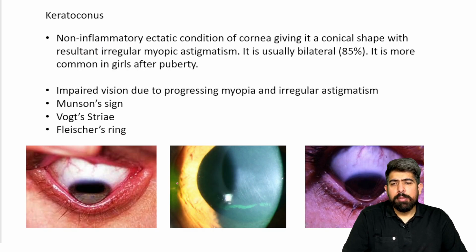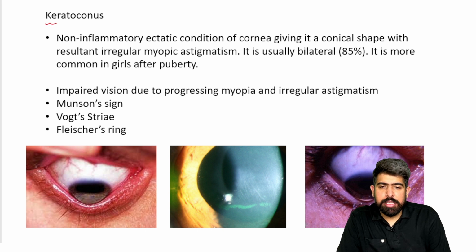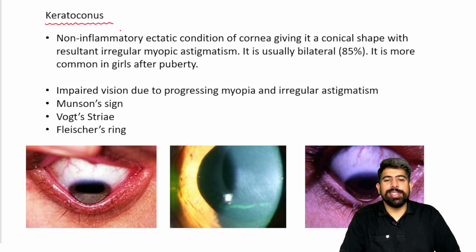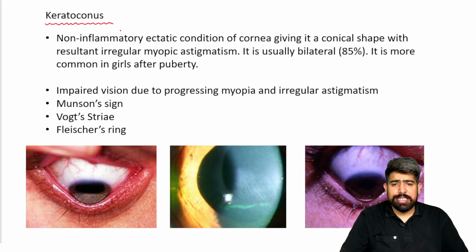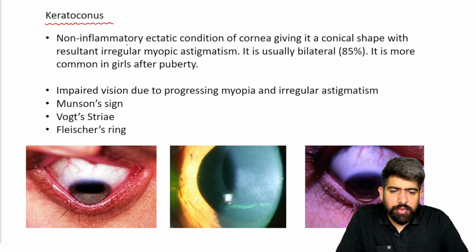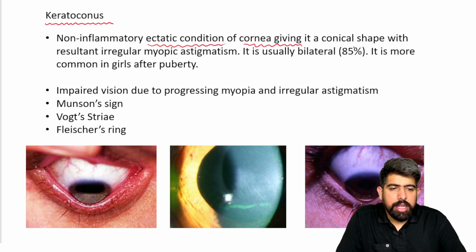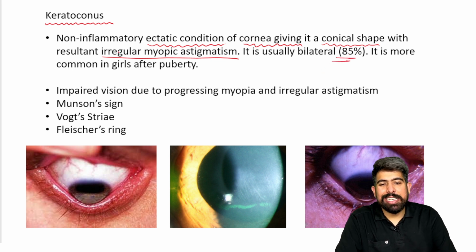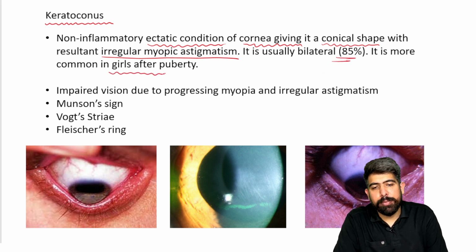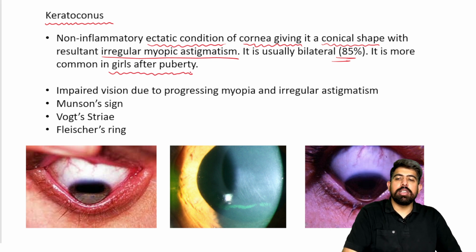Moving forward, among the degenerative causes of the cornea, it is keratoconus. What is the meaning of keratoconus, guys? Please understand this. Keratoconus is a non-inflammatory axial condition of corneal growth. The cornea takes a conical shape, resulting in irregular myopic astigmatism. It is usually bilateral, seen in 85% of cases, and is more commonly seen in girls after puberty.